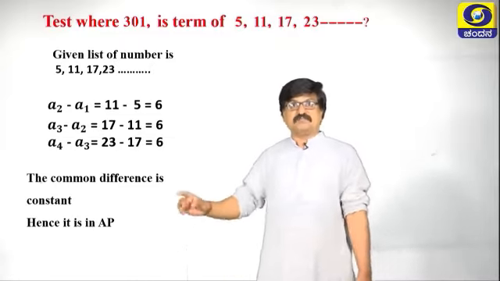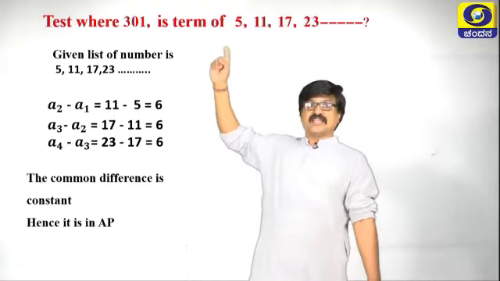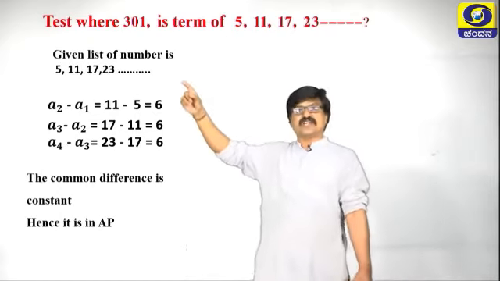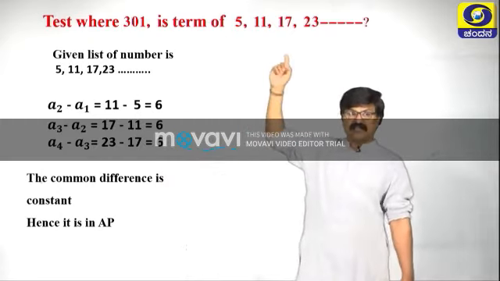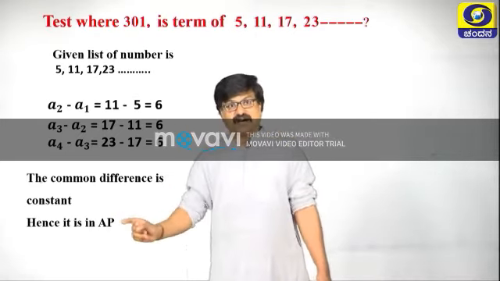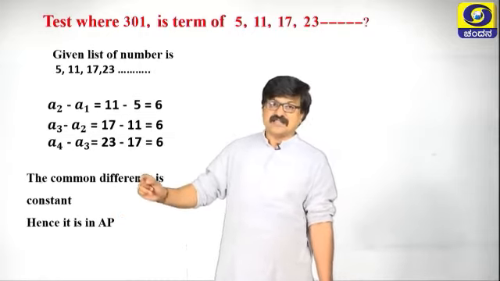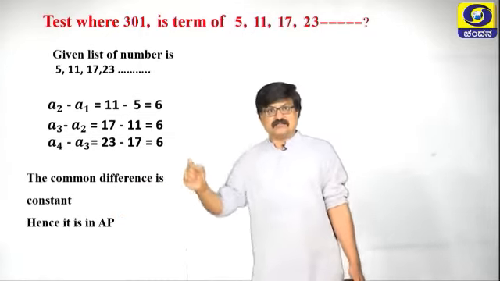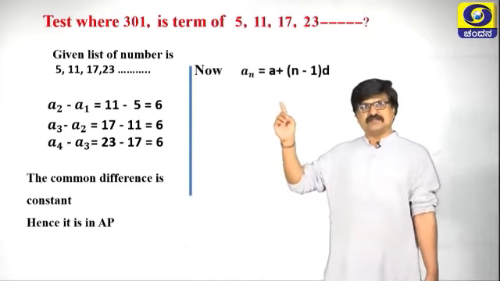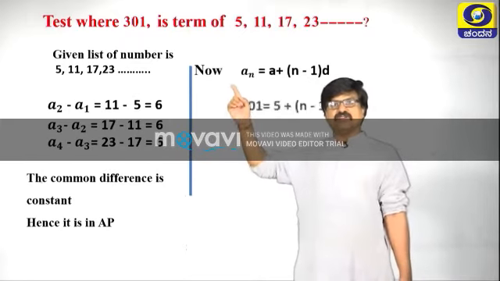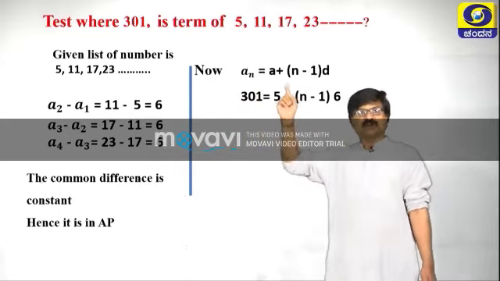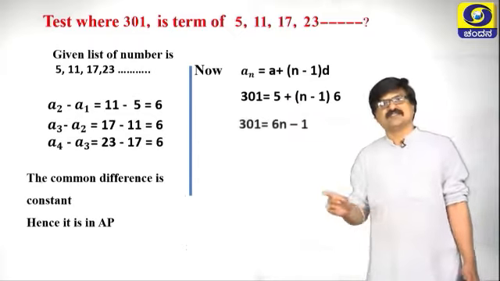After writing this, sometimes they may ask, in the given AP test whether 301 is a term or not, means no need to find this, because here he has given only a list of numbers, we are cross checking whether it is in AP or not. After getting the AP, the next part is, now I am going to take a n equals a plus n minus 1 into d. We know the value of a n here is 301, a is 5, value of d is 6. Simplify this.